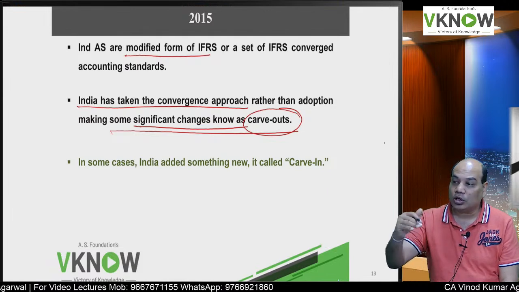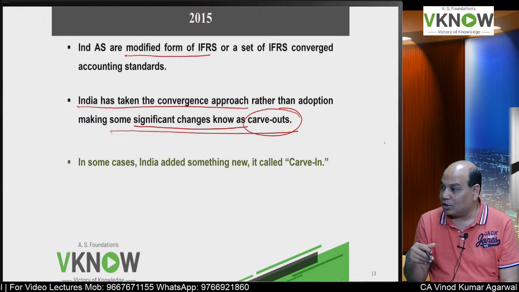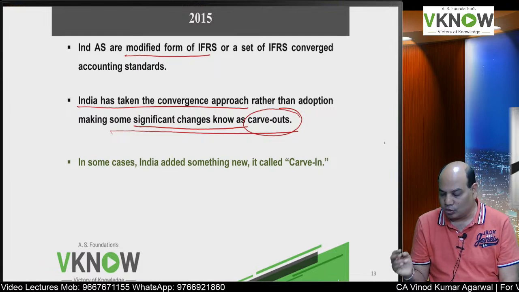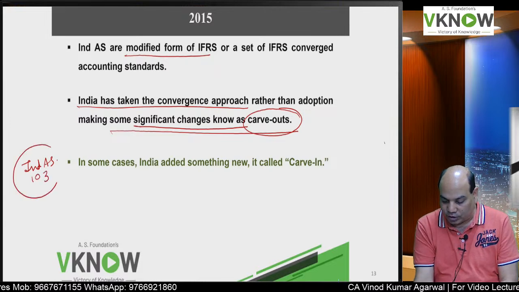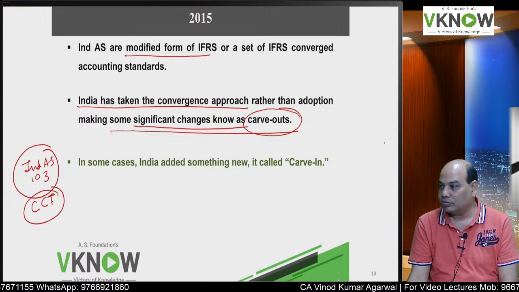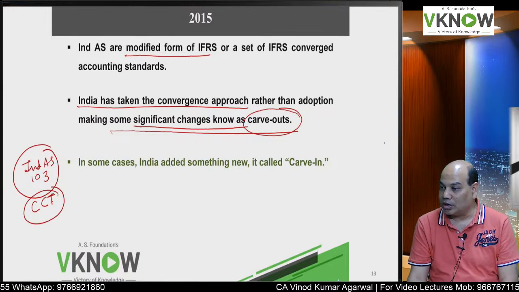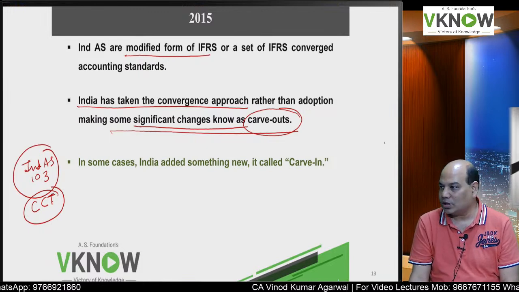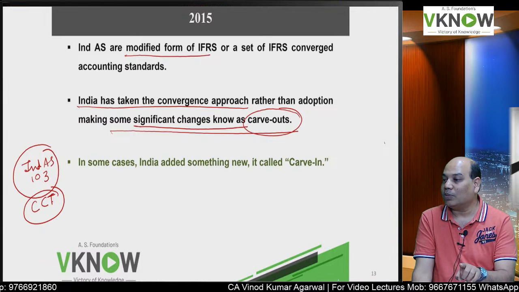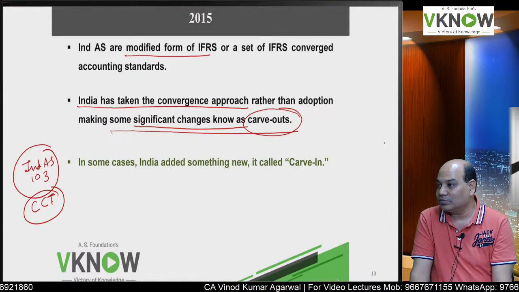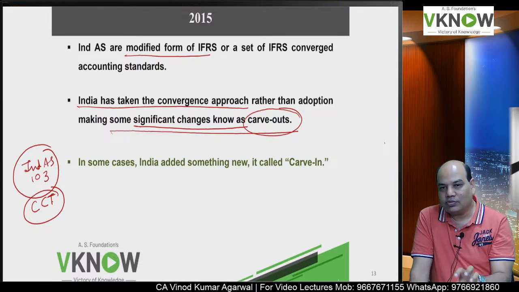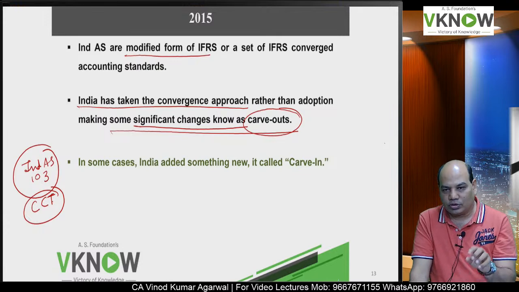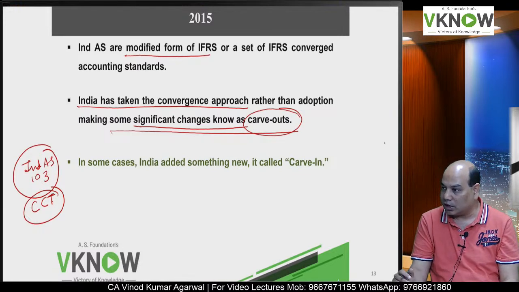Sometimes certain things are not in the IFRS, but we have introduced that. One important thing we have introduced is in Ind AS 103. We have added one concept called common control transaction, which is not in IFRS, but India has made that addition in our standard, which is, what you call, the pooling of interest method of amalgamation. In IFRS there is nothing like the pooling of interest method, but we have brought that in our accounting. So that I will discuss in Ind AS 103, that is carve in.